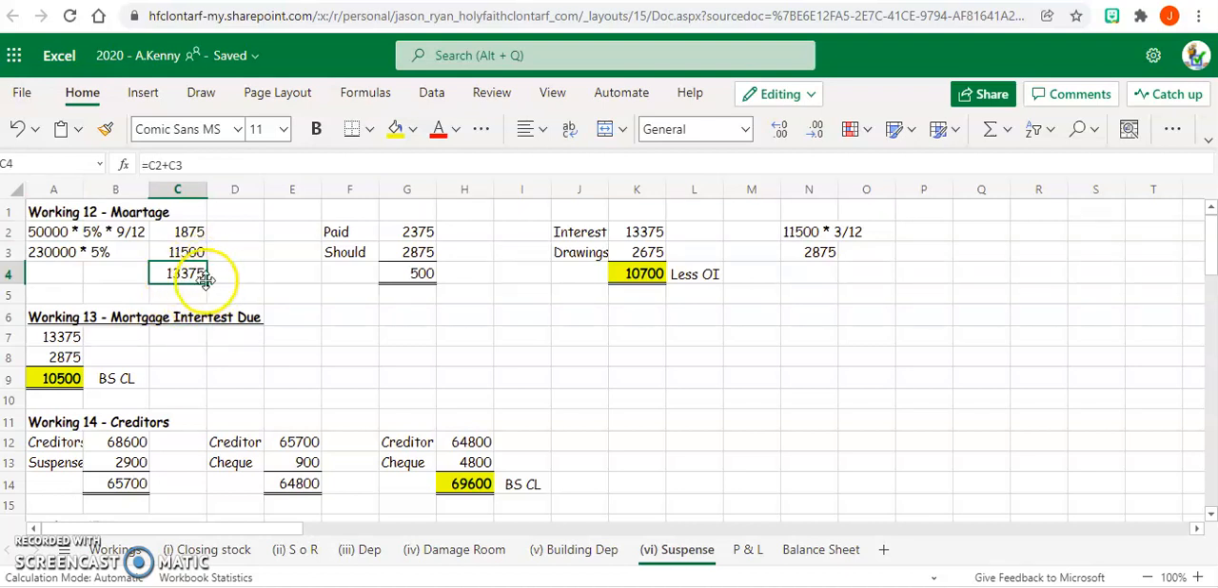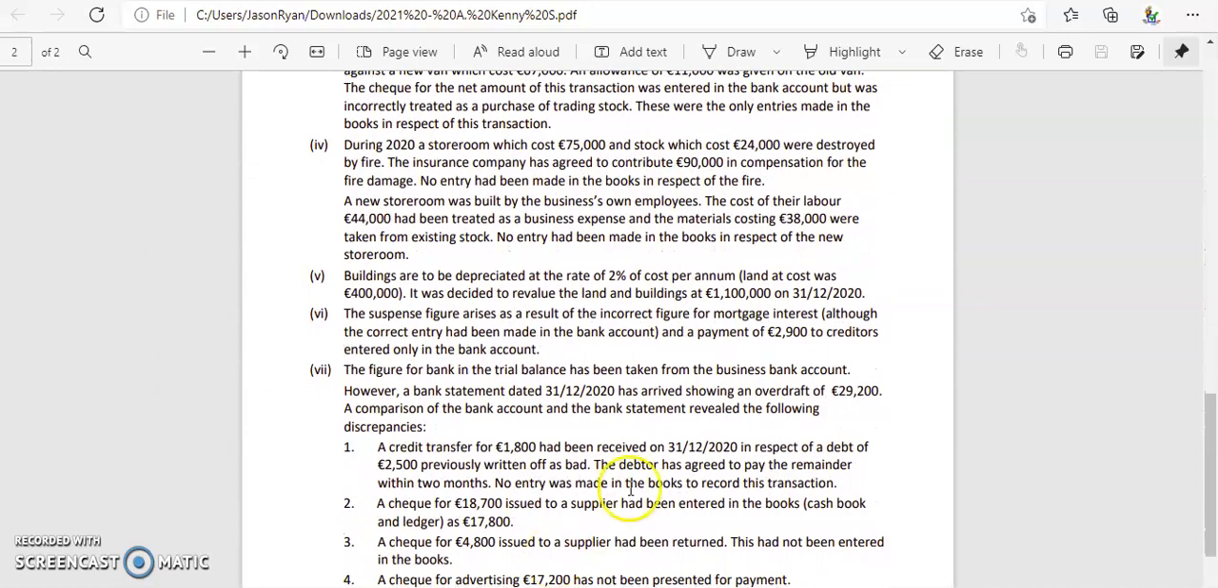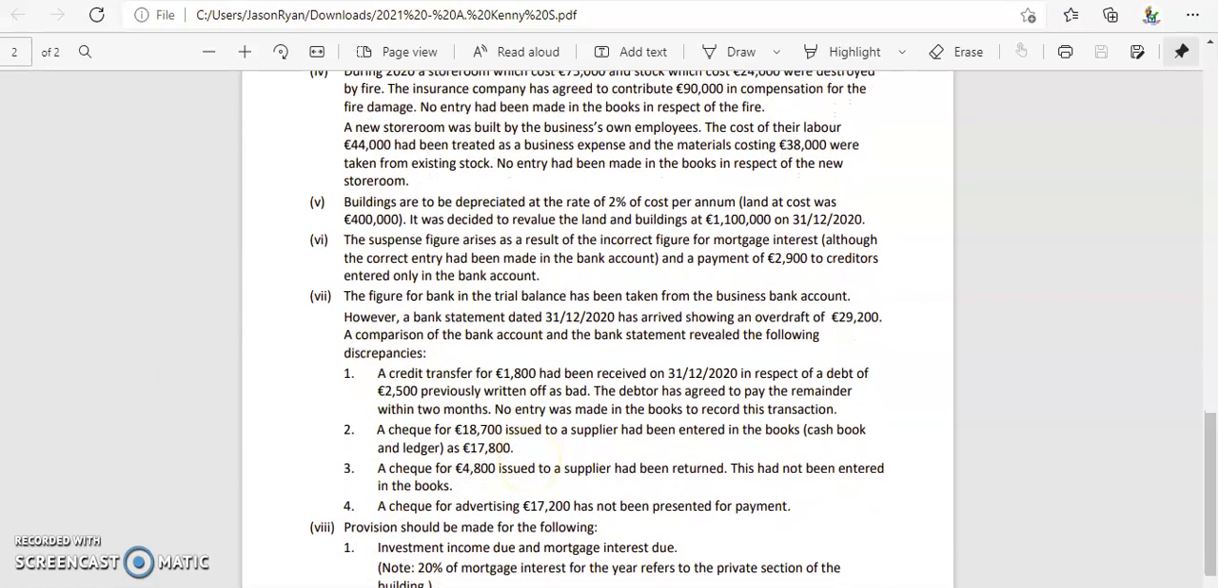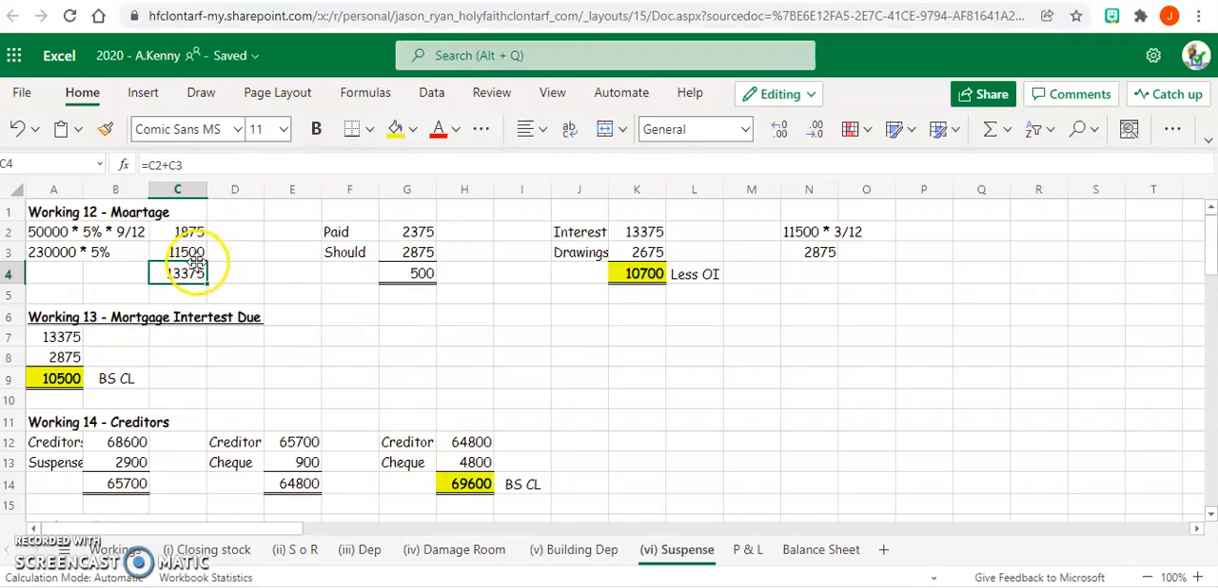Now that usually goes into your profit and loss account. You take it away in your profit and loss account. But there's some adjustment to this in the question. So say you note 20% of mortgage interest for the year refers to the private section of the building. So we're going to get 25% of that. So 25% of 13,375 is 2,675. So our operating income less is 10,070. So that's how much interest we have to pay for the year.